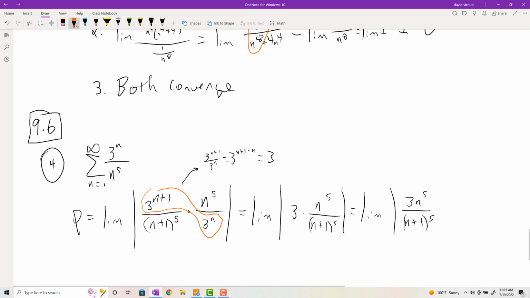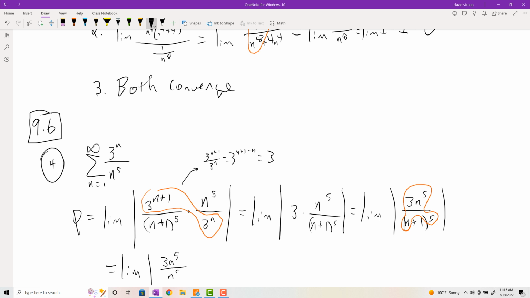And then the limit of that thing is just the ratio of the high degree terms, and it may not be obvious, but the denominator high degree term is n to the fifth. If you were to sit there and FOIL that thing out 5 times, the leading term would be n to the fifth. And the numerator, you have 3n to the fifth, so we're looking at the limit of the absolute value of 3n to the fifth all over n to the fifth, which is just equal to 3. Okay, 3 is greater than 1. That implies the series is divergent.